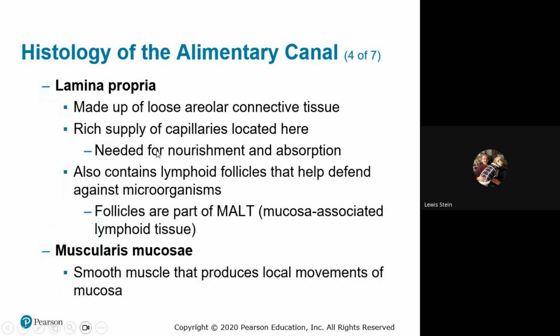Loose areolar connective tissue under any lining cell. Blood supply. This is that MALT, mucosa-associated lymphoid tissue. We talked about it a little bit in the lymph chapter, but just put a G in front of it rather than the M, and you have GALT, or gut-associated lymphoid tissue. MALT, skin, salt, contains lymphoid follicles that help to defend, and the smooth muscle here they call local movement.